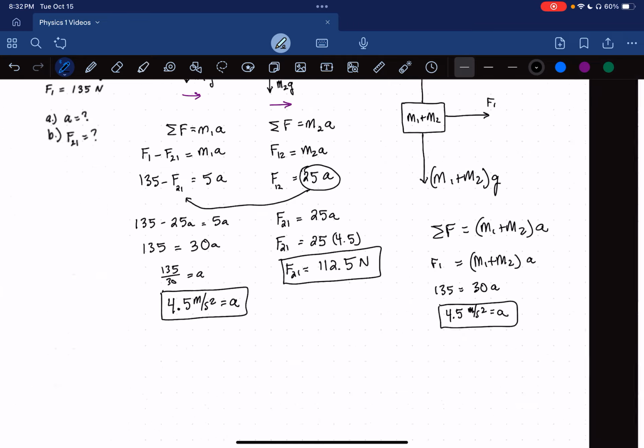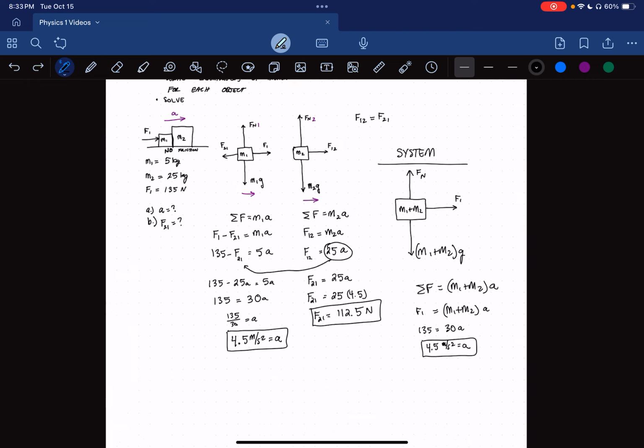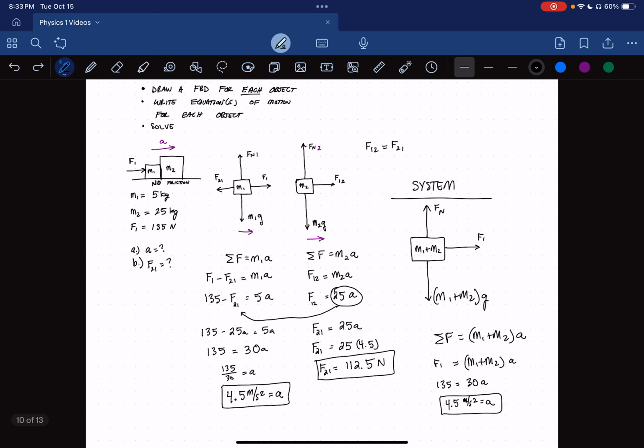So look at how short this is on this side compared to what we had to do over here. So I will say this, you need to know how to do the problem the first way we did it. Basically everything that's on the left side here. The two free body diagrams, the two equations. Because you need to be able to solve for this force F2 on 1, something we would call an internal force in this system.